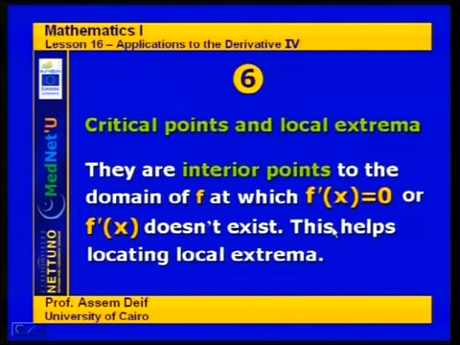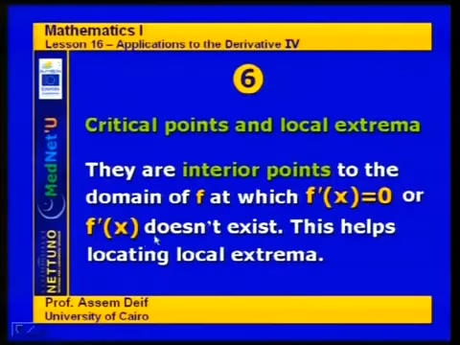Again, the critical points. The critical points we said before should be interior points of the domain of f, at which f prime is 0 or does not exist. You should make sure that these critical points are interior points first, and then check f prime. If f prime is equal to 0 or doesn't exist, then this is a critical point. But this is not sufficient. This is a necessary condition for the existence of your local extrema.